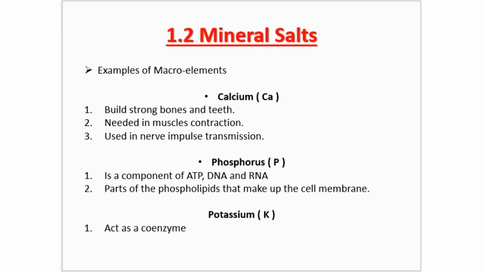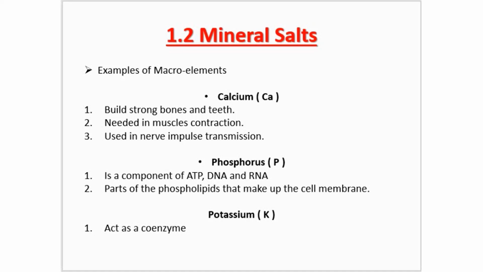So what is ATP? ATP stands for adenosine triphosphate. You can sometimes refer to ATP as the currency of the cell, and DNA is deoxyribonucleic acid. RNA is ribonucleic acid. Phosphorus is also part of phospholipids that make up the cell membrane. We'll look at these in more detail when we're doing the cell membrane.